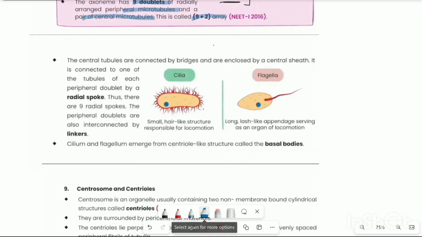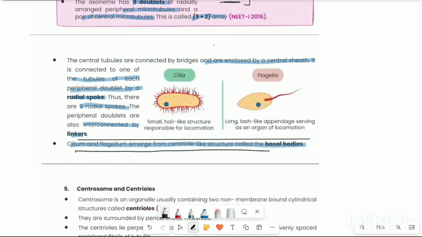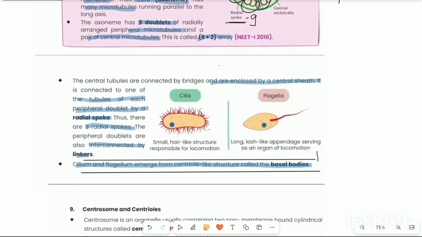The central tubules are connected by a bridge and are enclosed by a central sheath. They are connected to one of the tubules of each peripheral doublet by a radial spoke. There are 9 radial spokes, and these are interconnected by linkers. This cilium and flagellum emerge from a centriole-like structure called the basal body. This is important from the exam point of view.